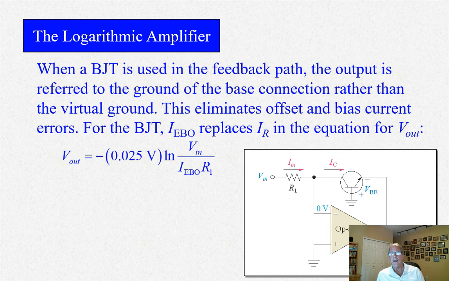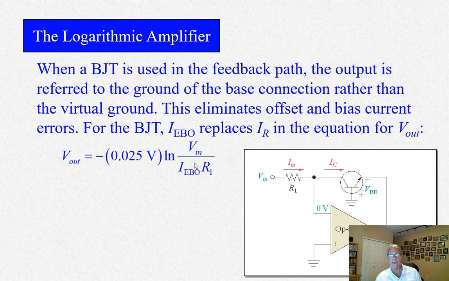You can replace that diode with a BJT, and I think this is what we do in the lab, okay? It gets rid of some offset problems and some bias current errors. So a BJT is usually better. It's a very similar formula.